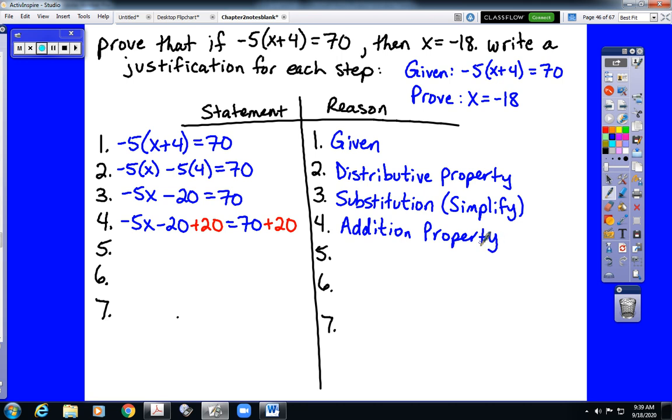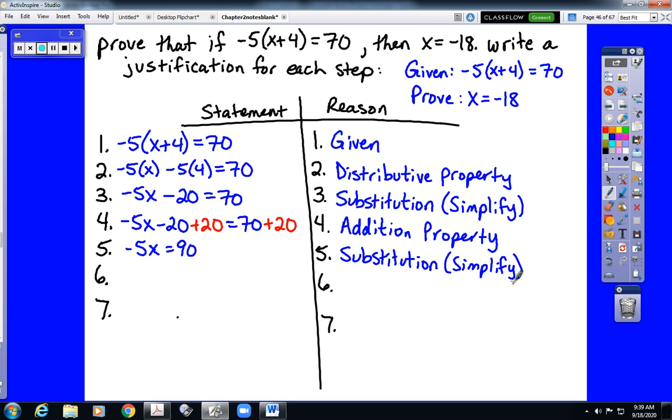First we show it, then we actually carry out the addition, which causes the 20s on the left to cancel. 70 plus 20 is 90. And again, anytime we simplify, that step is justified using the substitution property, with us noting that we are using it to simplify.